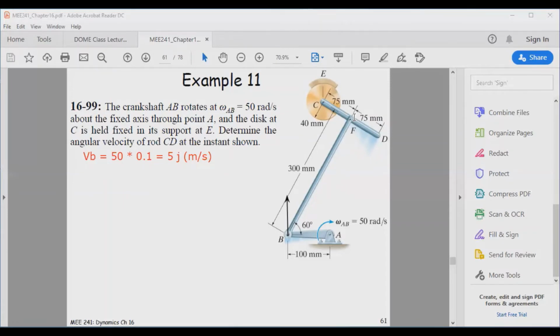Now we get the speed of F, VF. You can get the velocity of F. How can you get the velocity of F?